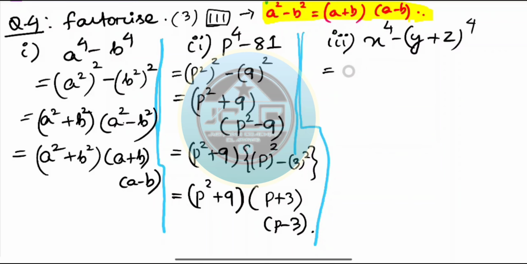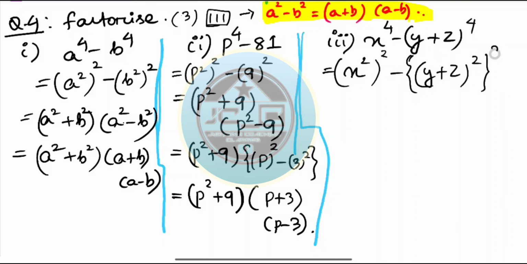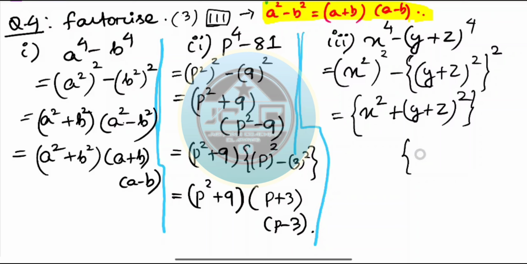Now x to the power 4 means x square whole square minus y plus z whole square, y plus z square whole to the power 2. Now you tell me, this would be like this, x square plus y plus z square, this is a plus b whole into a minus b. A is that same x square, minus y plus z whole square. Clear? A plus b, this is a, this is b, and this is a, this is b. A plus b, a minus b. Now you can apply one more thing.